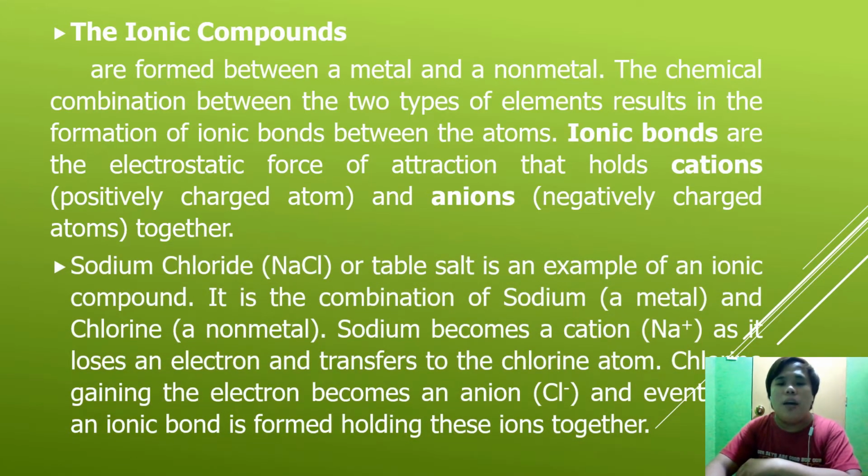Sodium chloride is an example of an ionic compound. Sodium chloride, commonly known as table salt, the asin we use at home. It is the combination of sodium, which is a metal, and chlorine, which is a non-metal. Sodium becomes cation Na+ as it loses an electron and transfers to the chlorine atom.